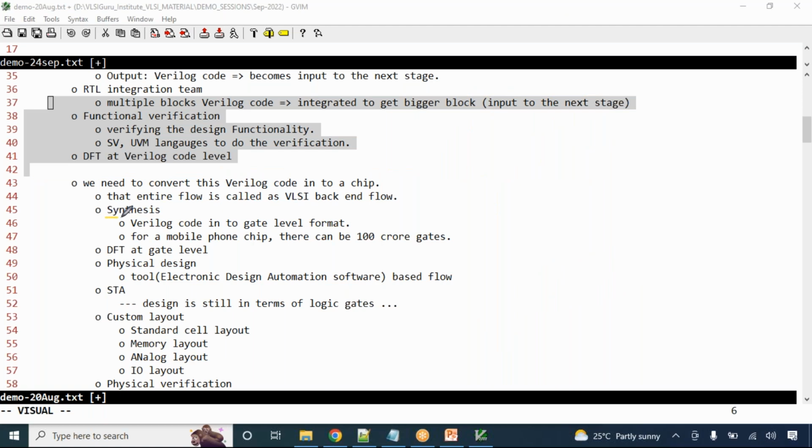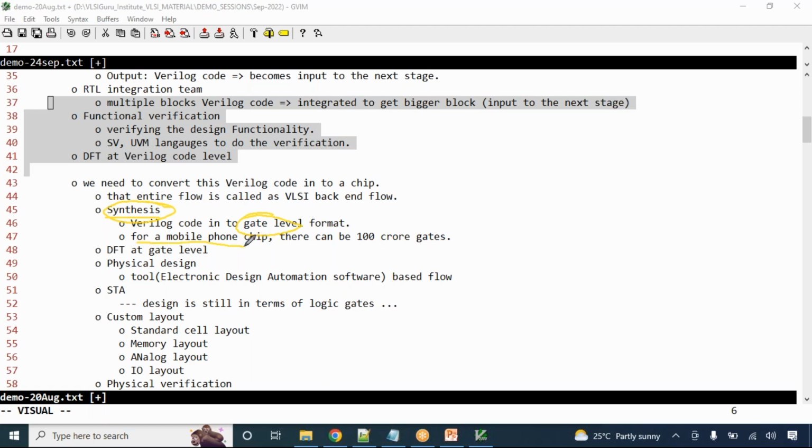In backend, it starts with one important step called synthesis. What synthesis does is, Verilog code is converted into a gate level format. First, you need to bring a Verilog language which is written using something like begin, end, always, if, condition, case statement, different syntax they would have used. That needs to be brought into gate level format. Gate level format means what? AND gate, OR gate, multiplexer, XOR gate, XNOR gate, NAND gate, NOR gate, different gates. That process is called synthesis.